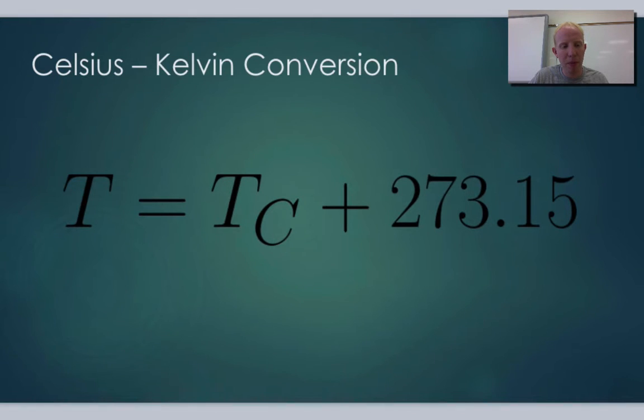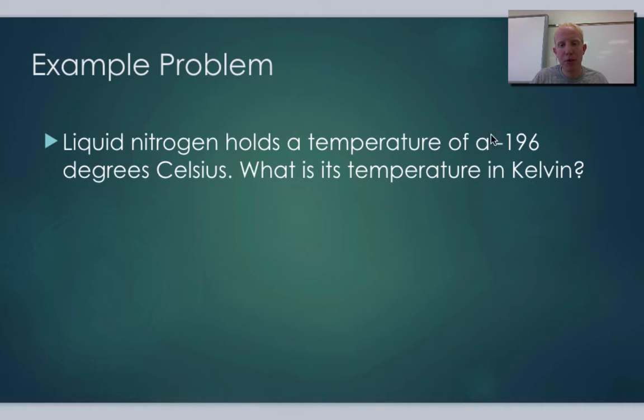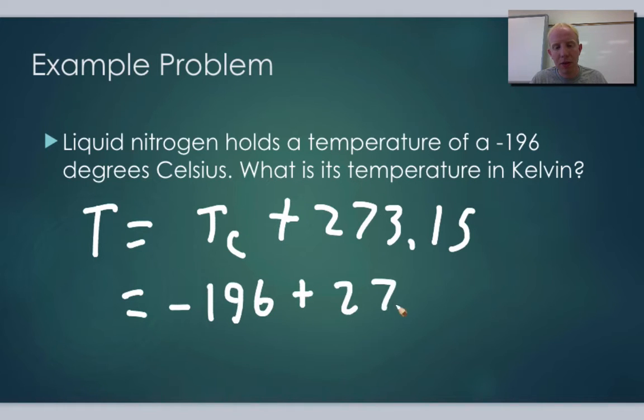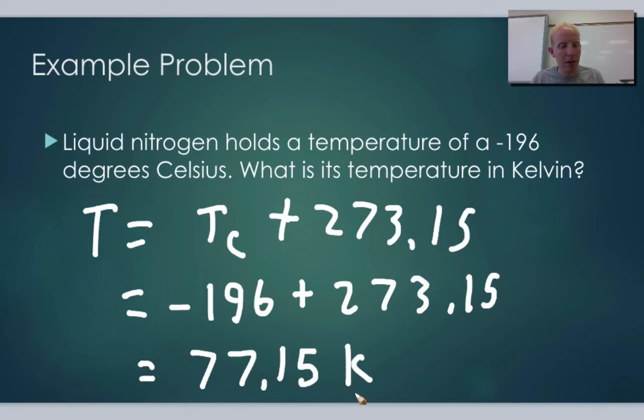So let's try an example problem. So liquid nitrogen holds a temperature of negative 196 degrees Celsius. What is that temperature in Kelvin? Okay, so what we do is we just say, okay, that temperature is just going to be the temperature in Celsius plus 273.15. Okay, so we just do negative 196 plus 273.15. So we put that in our calculator, and we get that that is equal to 77.15 Kelvin.